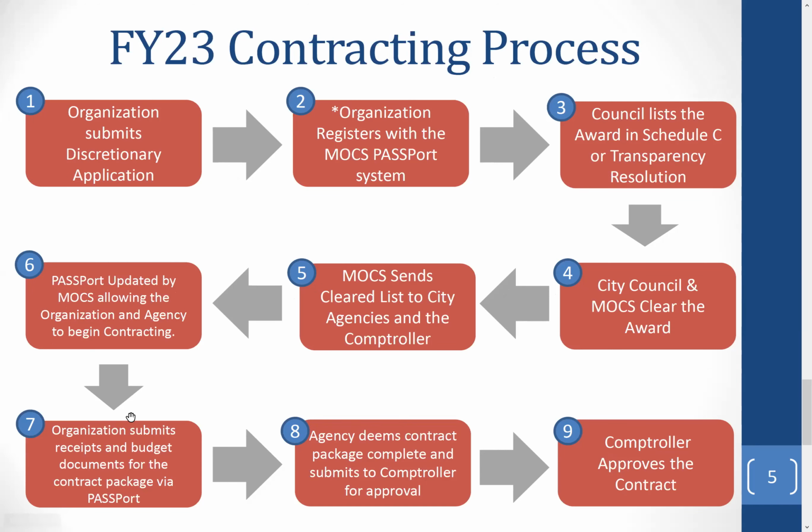And then next, the organization submits their receipts and budget documents, because as I mentioned, this is a reimbursement-based process. Once they submit all that via Passport and work with the agency to do so, the agency will review the contract package, and once they deem it's complete, they submit it to the comptroller for review. Please note that once it's submitted, the comptroller has 30 days to approve or deny the contract. It is rare that contracts get denied because the agencies are usually pretty thorough on the front end with asking for all the information.